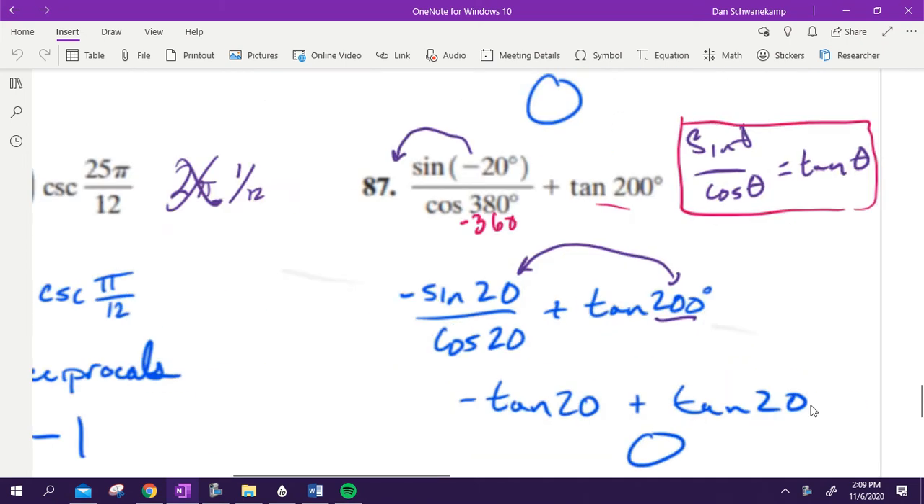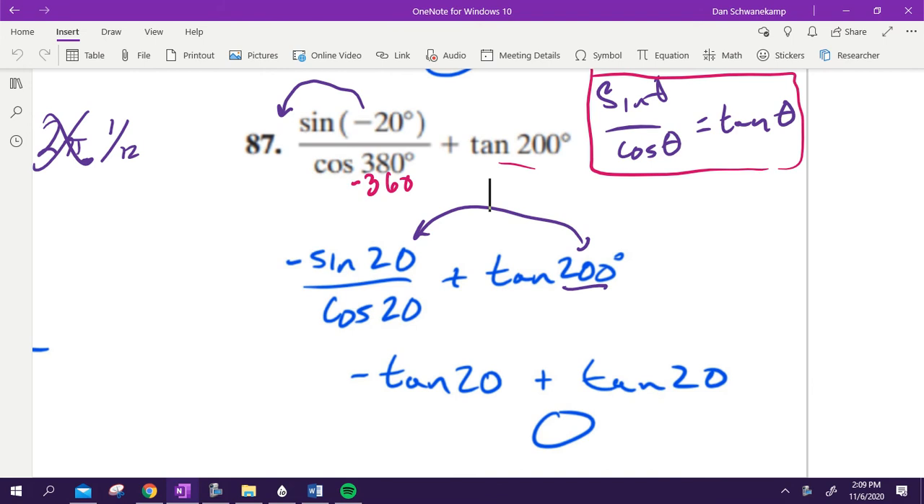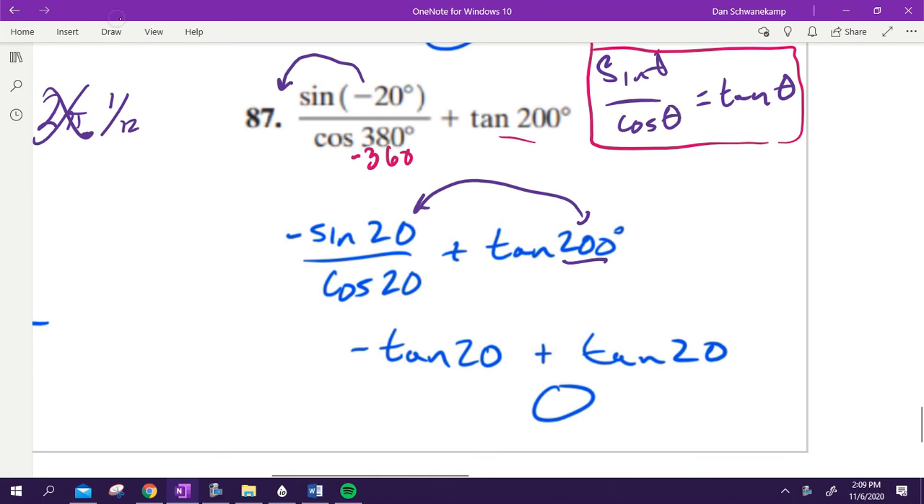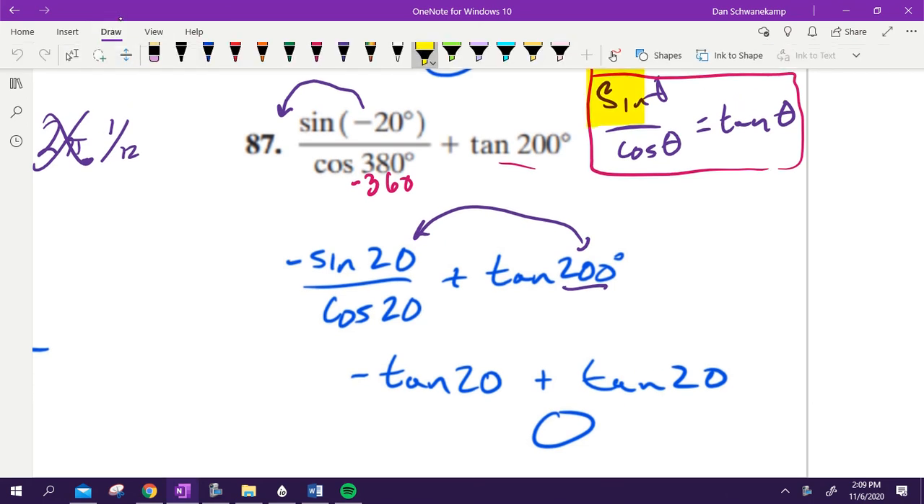87. Okay, so if I look at 87, a couple things are going on there. The first thing we notice is we've got sine over cosine. Remember we talked about this yesterday, but this is something we'll do quite a bit in the future as well. Sine over cosine is the same thing as tangent. Now I can only do that if these two angles are the same, and they don't look the same, but they are. Sine of negative 20 degrees, using our even odd identities, is the same thing as sine of 20 with the negative sign pulled out in front.